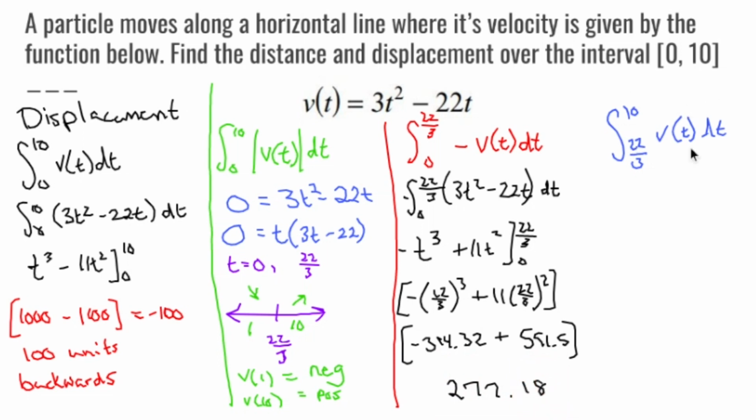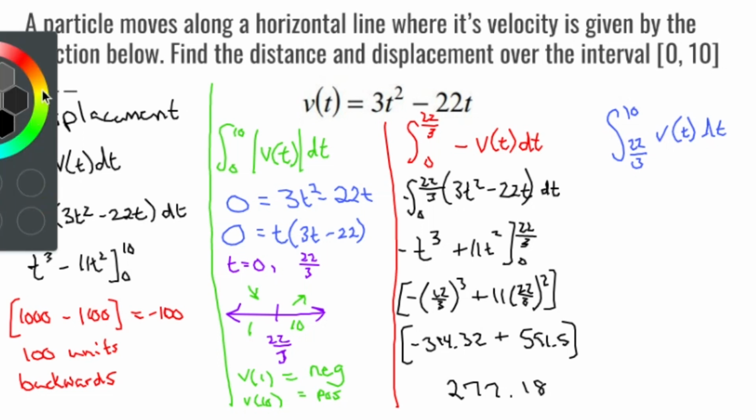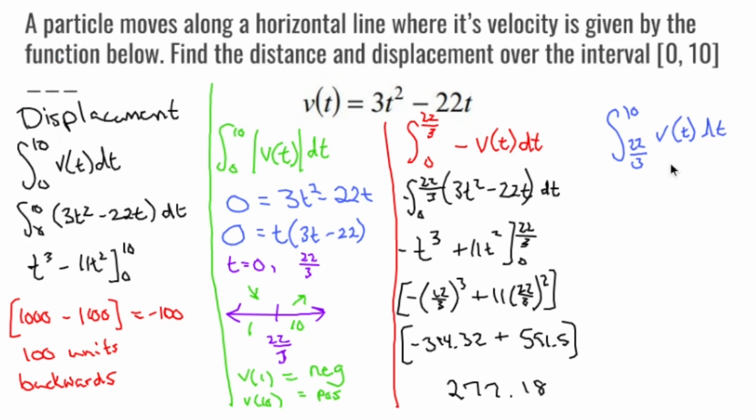This guy is going to be slightly more challenging. Let's get a fun color. As you can see, the fun color is popped off to the side. Let's get a nice little orange in there. All right, so we already know what happens when I take the integral of v(t) because that happened over here. So I have t to the third minus 11t squared. Limits are 10 and 22 over 3.